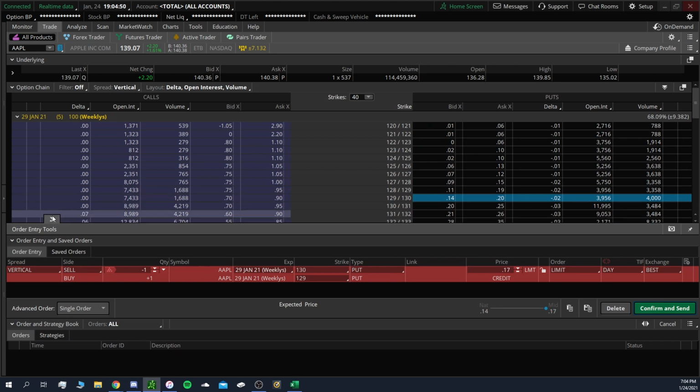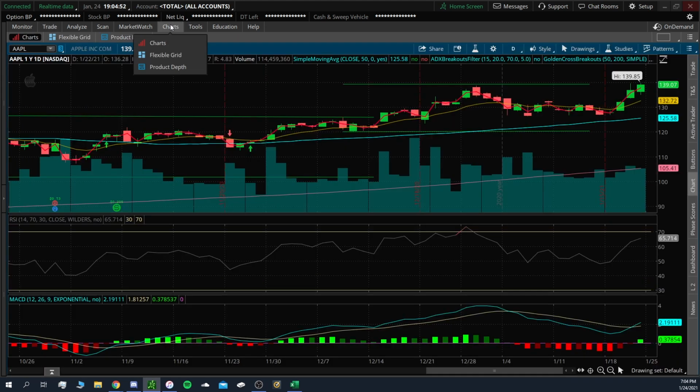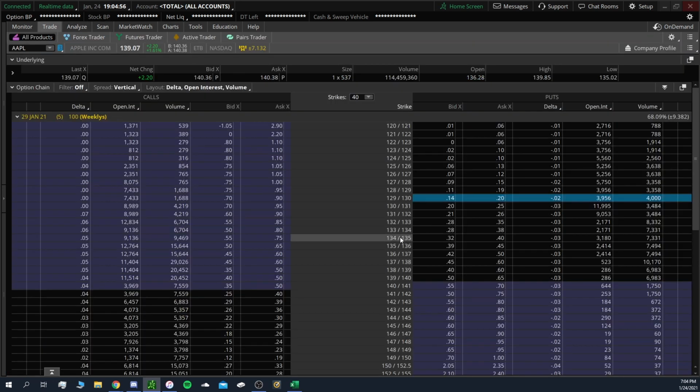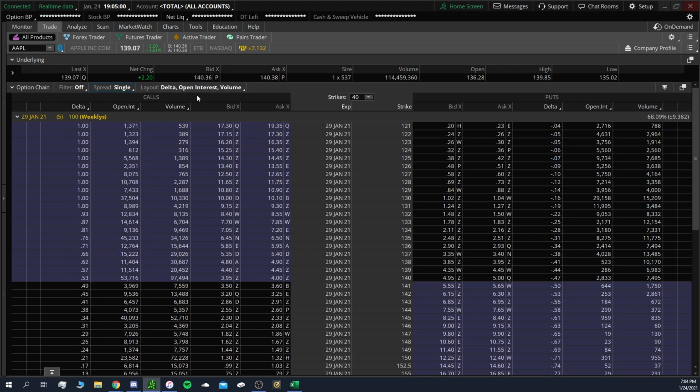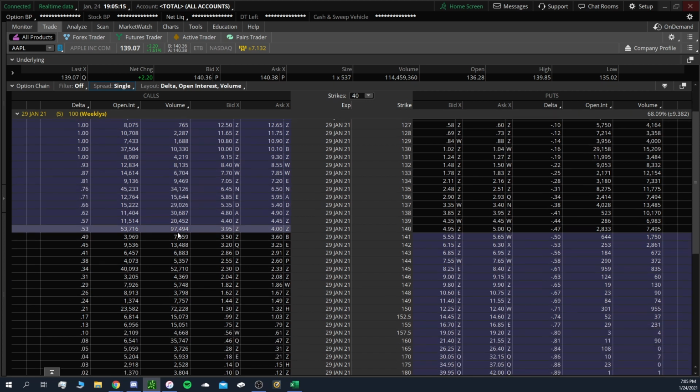Before we look at the support level we identified at 130, we want to look at the option interest. We go to the single, then look at delta open interest, and we can see that the 130 and 135 area is where we have the puts. That means people are expecting it to drop to that region. Open interest is 29,000 and 11,000 for 130 and 131.